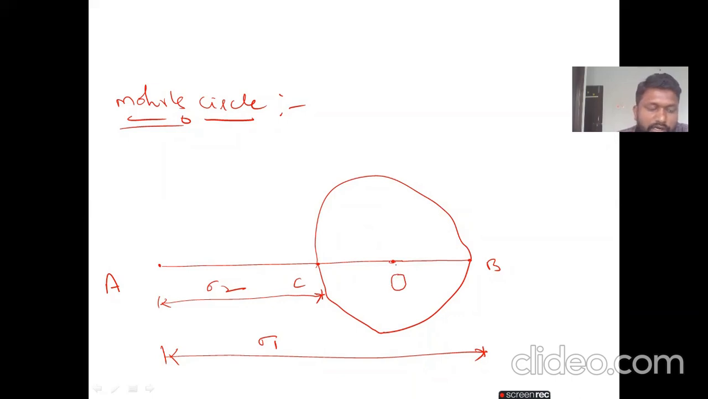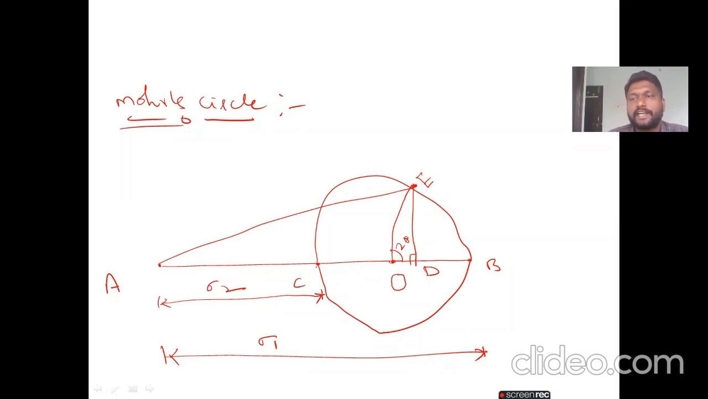Now through O, draw a line OE making an angle 2 theta. From E, draw ED perpendicular, meeting at D, so it is a right angle. Now join A and E. So now this is the major Mohr circle diagram.